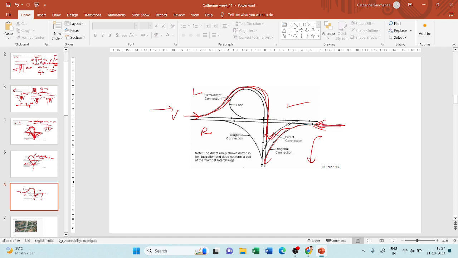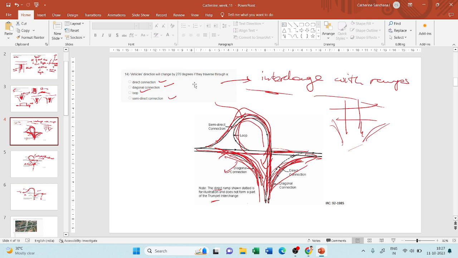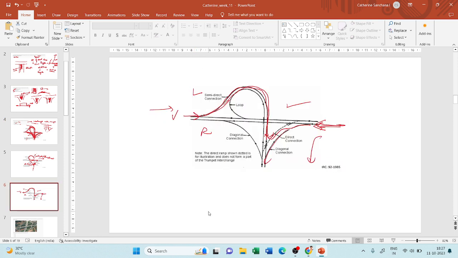Okay, now the question that they've asked is completely different. So what does the question ask? Vehicles direction will change by 270 degrees if they traverse through a what? So what does this question mean? They've asked you, if they travel through which connection will they make a 270 degree turn.